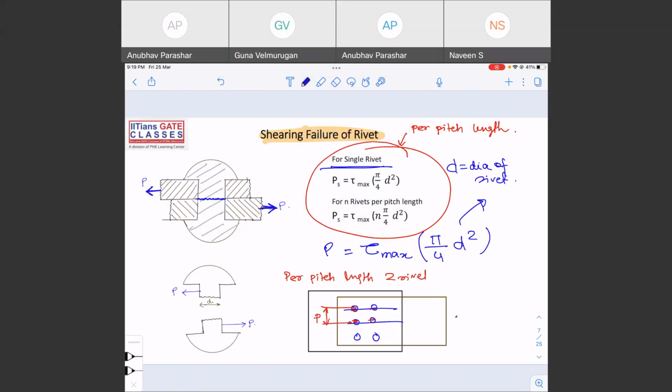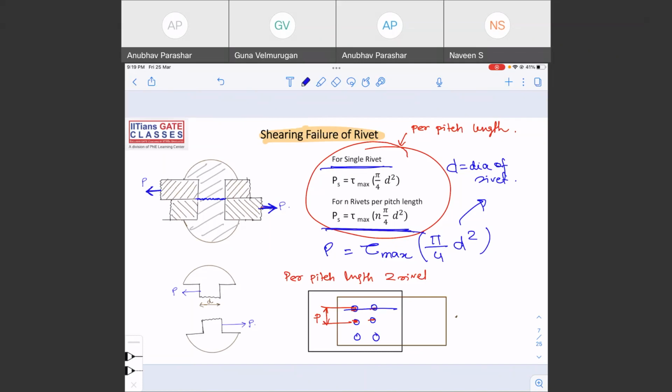So if there are n rows, the formula for shearing failure of the rivet, the maximum shear force that can be applied, will become tau max into n pi by 4 d square, where n is equal to number of rivets per pitch length.